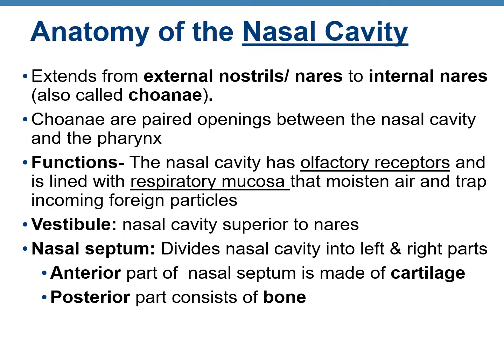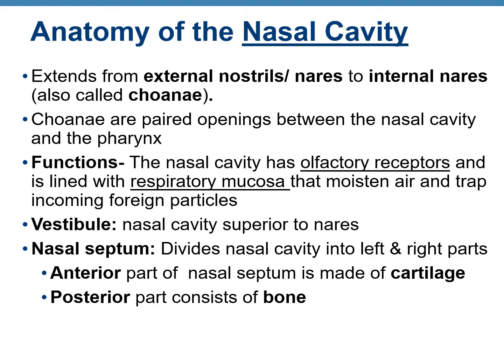Anatomy of the nasal cavity. If you imagine the nasal cavity to be a room, on one side of the room would be two doors that lead to the outside, which are the external nostrils. On the opposite end of the room would be two more doors that open to the next part inside the respiratory tract, and those two openings are known as internal nares or the choanae. So the nasal cavity is the entire space between the external nares and the internal nares.